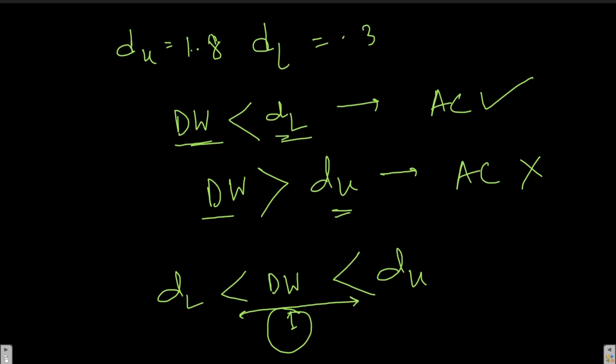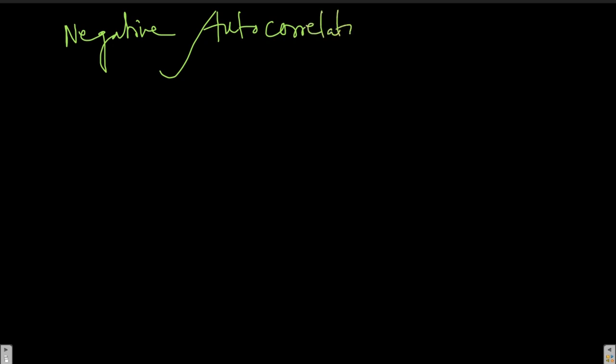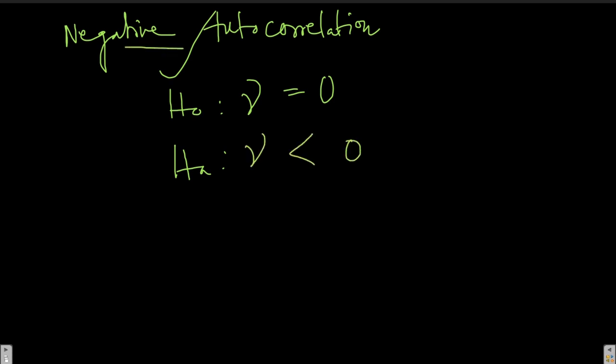So now let's talk about the negative autocorrelation part. In the same fashion, we'll write negative autocorrelation. Again we'll use the same formulation where we have our null hypothesis, and for the null hypothesis, like the positive autocorrelation, gamma has to be equal to 0, so there should not be any correlation between ut and ut minus 1. Whereas the alternative hypothesis, gamma has to be less than 0 this time, because we are talking about negative autocorrelation, so the correlation coefficient has to be negative.